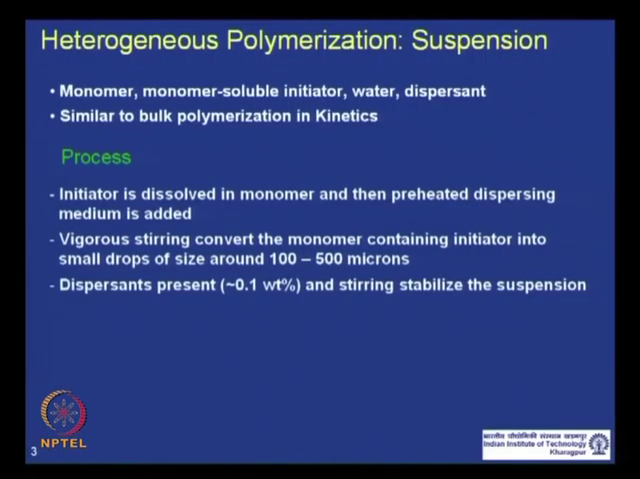Now, suspension polymerization is similar to bulk polymerization, except that in this case you have very tiny droplets dispersed in the aqueous medium, whereas in bulk polymerization there was no such thing. So, as we discussed in the last lecture, we dissolve the initiator in the monomer and heat it to the required temperature, the temperature at which we are planning to do the polymerization reaction, and then the dispersion medium, which is an aqueous solution with the dispersants, is added and stirred vigorously.